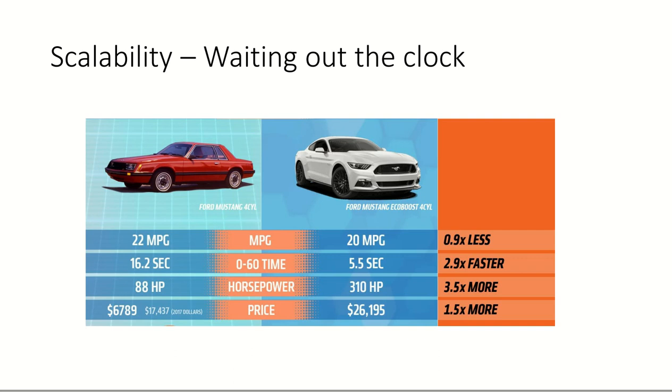If we look at the Ford Mustang over that same time period, the results are not nearly as spectacular. You can see that fuel economy has actually gone down slightly. And that is largely to do with the fact that the Ford Mustang 35 years later now comes with 3.5 times more horsepower. This gets it up to cruising speed about 3 times faster, but you're going to pay a little bit more in inflation-adjusted dollars, about 1.5 times the price you would have paid for this vehicle 35 years ago.